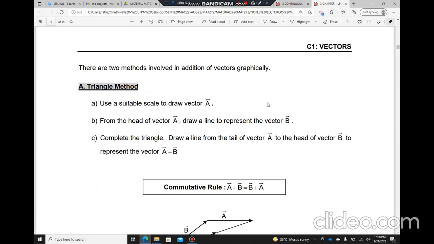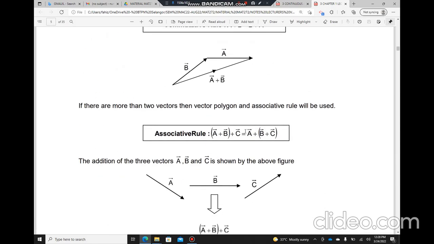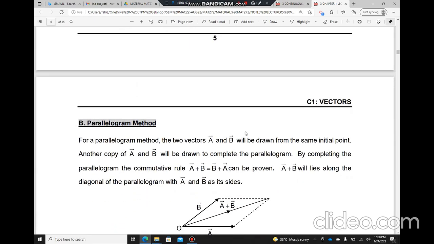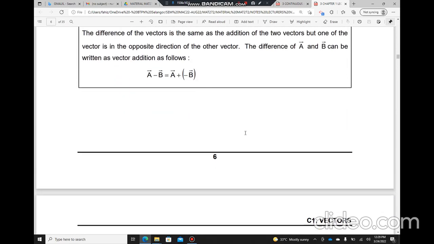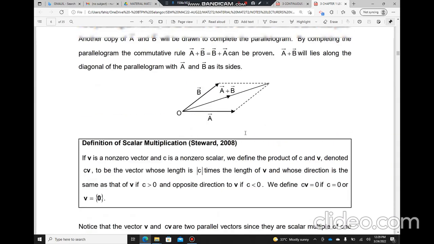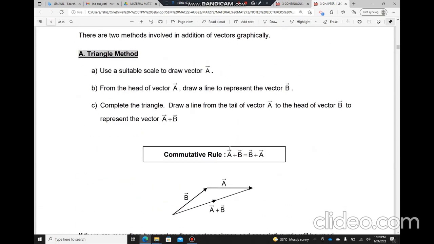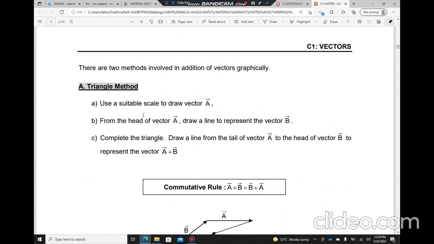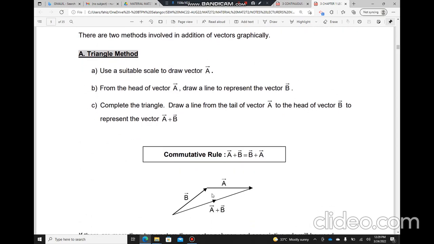Okay, there are two methods involved in addition of vector graphically. Okay, so we have two methods here, which are triangle method and parallelogram method. So yang ni method untuk penambahan vektor. Okay, kita tengok dulu untuk triangle method. Use a suitable scale to draw vector A. Okay, first kita lukis dulu satu vector A. From the head of vector A, draw the line to represent the vector B.